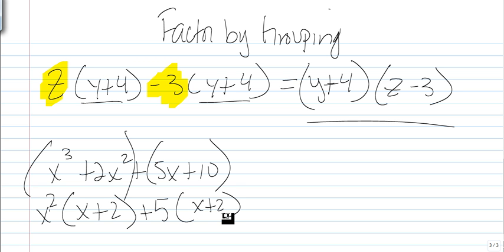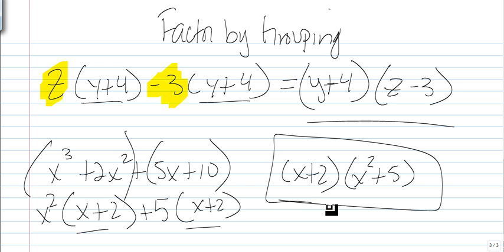Now we're back up here to what I like to call double trouble. What do you see twice? Of course, your x plus 2's. So that's half of your answer. And what do you have left over, just like how you see it? Your x squared plus 5. So then you write that next. So your factoring of that one would be x plus 2 times x squared plus 5.